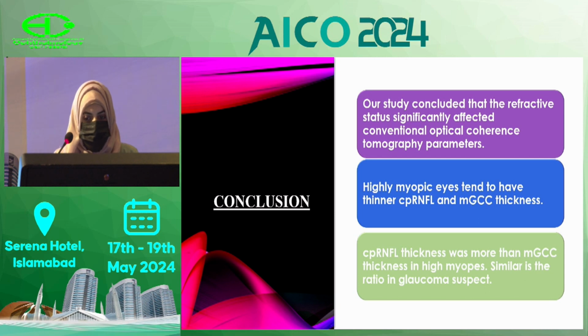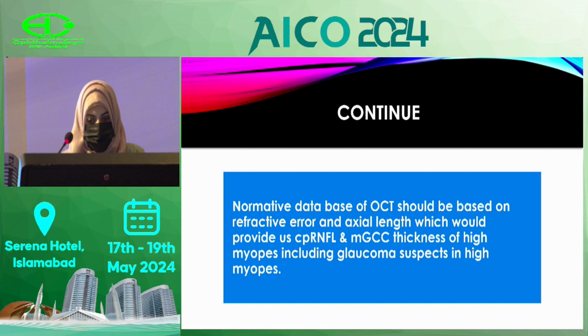Conclusion of our study: refractive status significantly affected optical coherence tomography. Highly myopic eyes tend to have thinner RNFL and GCC thickness. CP RNFL thickness was more affected than MGCC thickness in high myopes, with similar ratio in glaucoma suspects. The normative database of OCT should be based on refractive error and axial length, which would provide us CP RNFL and MGCC thickness of high myopes, including glaucoma suspects in high myopes.